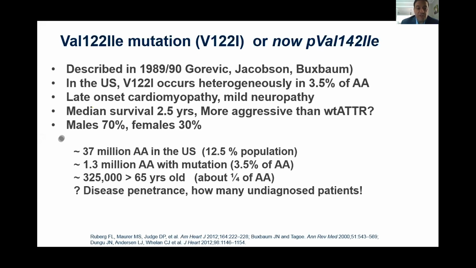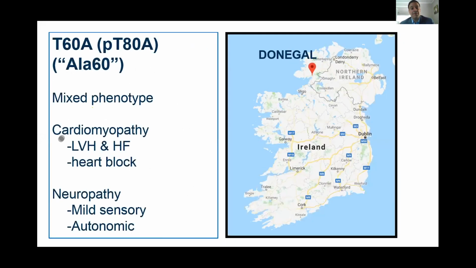Let's say 1/4 of them are over the age of 65, so 325,000. Even if the disease penetrance is as low as 10 to 15%, and we don't know the exact disease penetrance, you probably have at least 40,000 African Americans walking around with this cardiomyopathy, often undiagnosed and misdiagnosed as hypertensive cardiomyopathy.